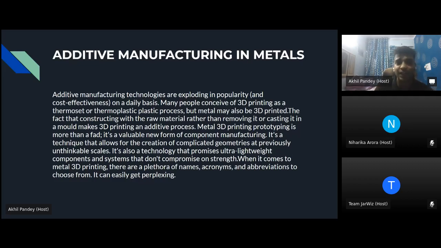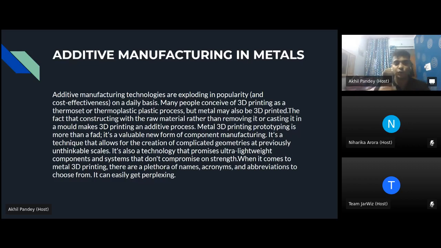Talking about additive manufacturing in metals, additive manufacturing technologies are exploding in popularity, as we know, on a daily basis. Many people conceive of 3D printing as a thermoset or thermoplastic process, but metal may also be 3D printed. Constructing with the raw material rather than removing it or casting it in a mold makes 3D printing an additive process. Metal 3D printing prototyping is more than a fad. It's a valuable new form of component manufacturing.